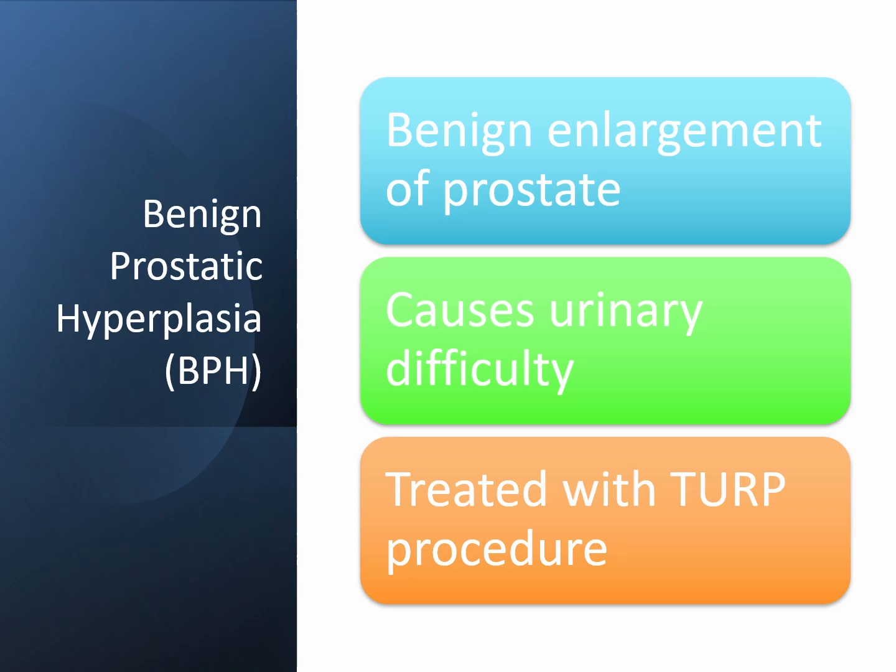Why does it cause problems? The urethra passes through the prostate gland, and as the prostate enlarges, it compresses the urethra, which blocks urine flow. Symptoms include difficulty starting urination, weak urine stream, difficulty stopping urination, incomplete bladder emptying, and urinary retention.